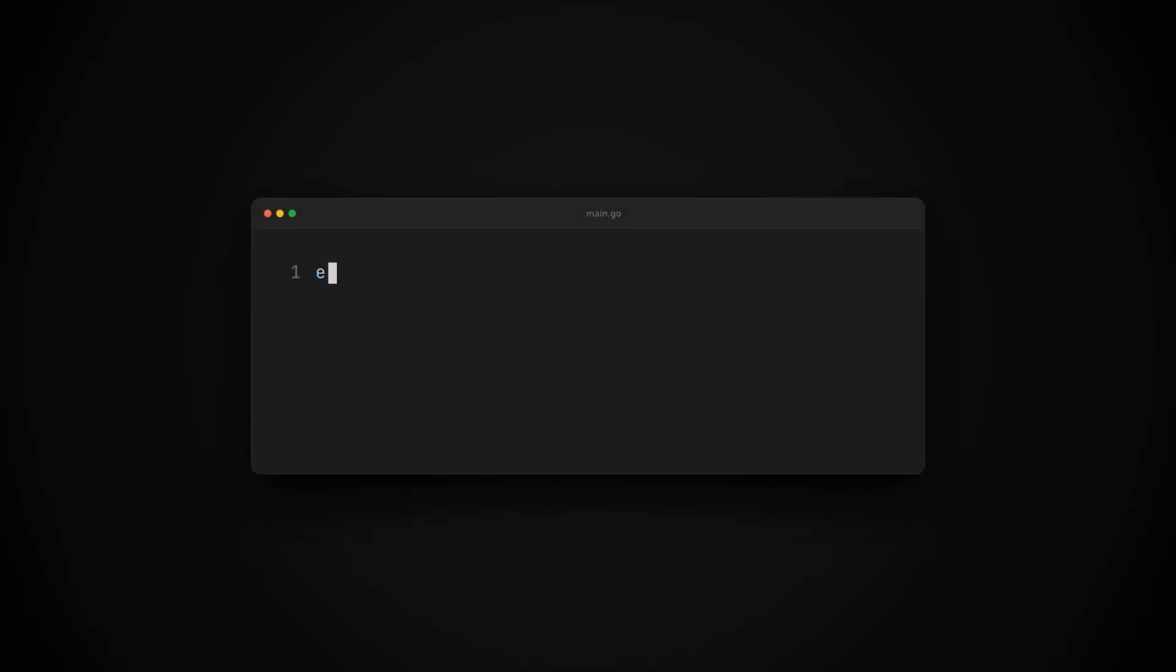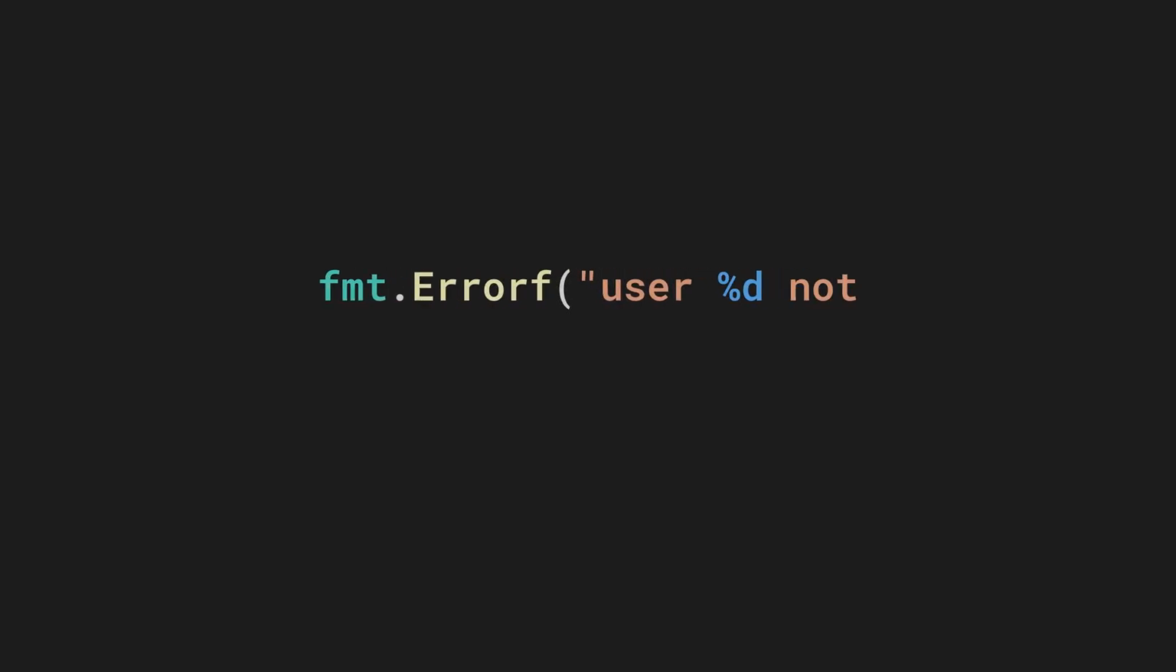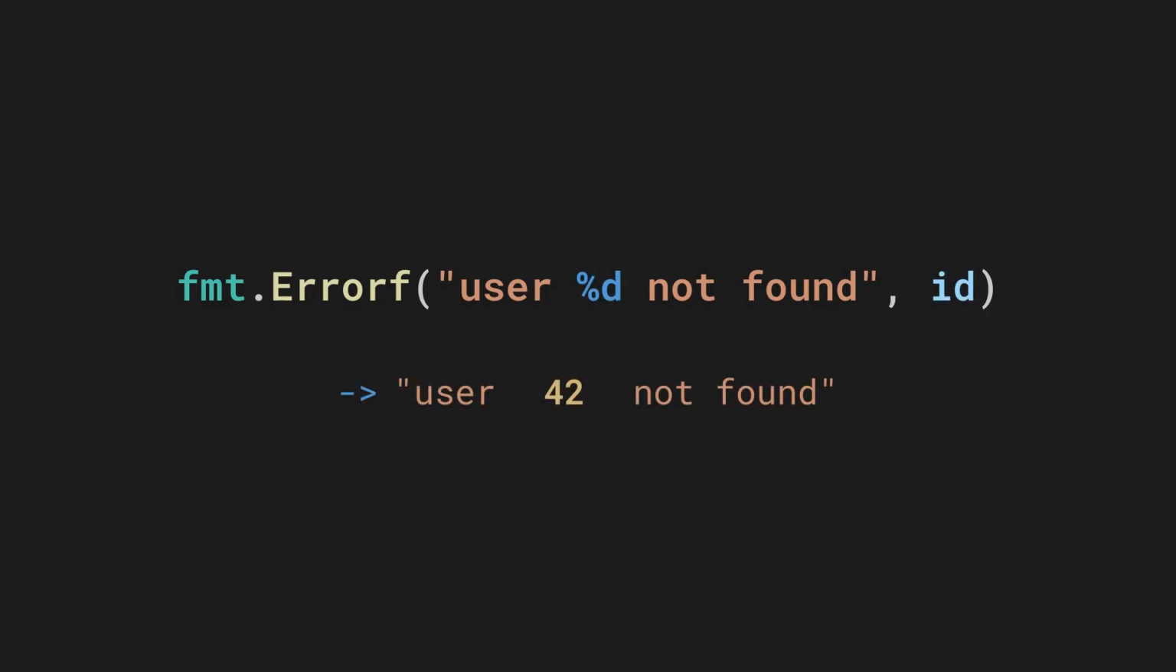You can create your own errors using the errors package. This allows you to return meaningful messages when something fails. For more detailed messages, you can use formatted errors. This lets you include dynamic data, making debugging much easier.